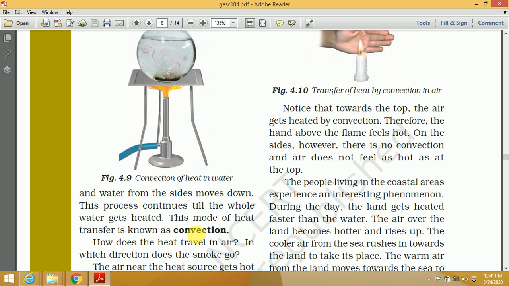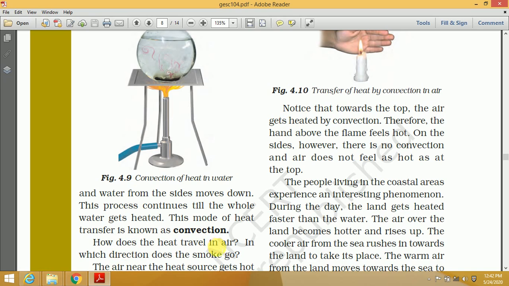Generally, the water which is at the bottom will receive the heat from the flames. It will get heated up and then it will rise. And the cold water from the other sides will go down. Again it will get heated up and will rise. So the water which gets heated up at the bottom will keep rising in the upward direction, and the cold water will go downward to receive the heat from the flame. So this process will keep going until the whole of the water gets heated up, and this process of transfer of heat is called convection.